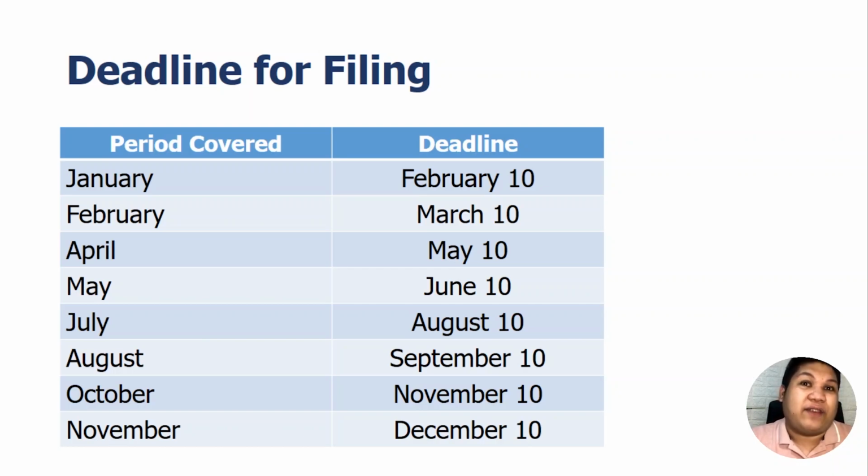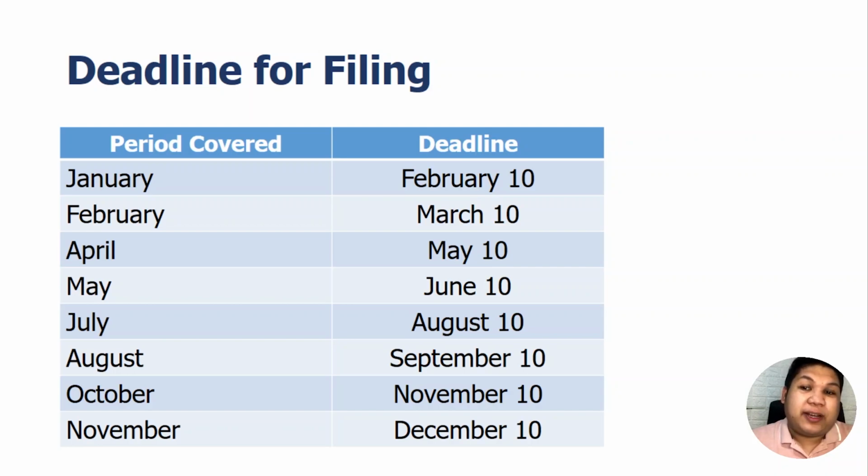And for the 3rd month of every quarter, we will be using the 1601EQ, which we will have another video for. So for the month of January and February, the first 2 months of the first quarter, the deadline is on the 10th day of the following month. So any taxes withheld during the month of January, we will be remitting that on February 10. That's the deadline. And any taxes withheld during the month of February, you'll be remitting that on March 10, and so on. So that is for the first 2 months of the quarter.